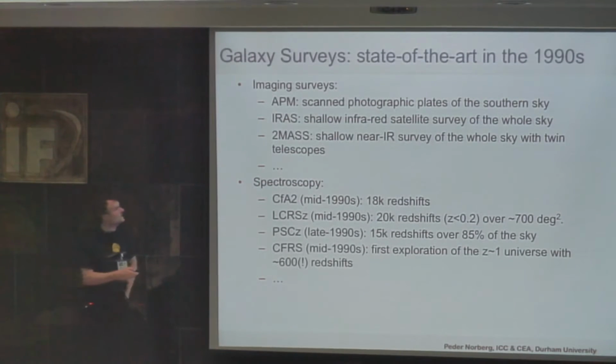So over the years, till the mid-1990s, there were very many different surveys. You had imaging surveys, like APM, the Automatic Plate Machine, which scanned photographic plates of the southern sky. It doesn't sound like that long ago, but CCD technology wasn't up to doing large scales in the mid-1990s. 2MASS was a shallow near-infrared survey of the whole sky with twin telescopes. That survey is still state-of-the-art in its regime, because there is no other near-infrared survey covering the whole sky and calibrated to that accuracy.